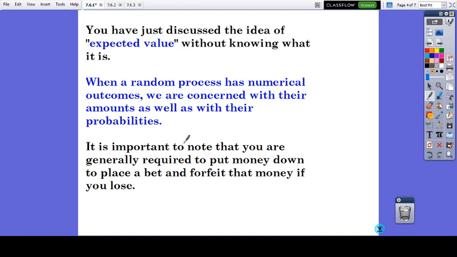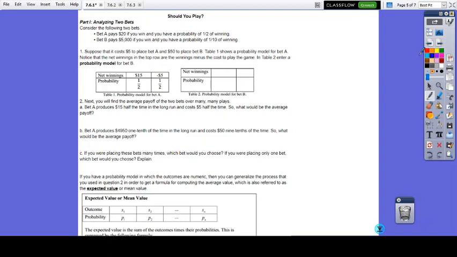So that's what we're saying here. It's important to note that you are generally required to put money down to place a bet and forfeit that money if you lose. So you very rarely end up with the bet that we just showed of $20 versus $0. You're going to see here in just a second how that changes. Same bets that are at the top, except we've got that extra idea. Suppose that it costs $5 to place bet A, and it costs $50 to place bet B.